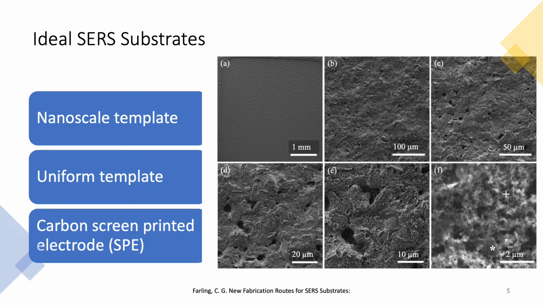Now, what is an ideal SERS substrate? It is essentially something with nanoscale roughness and has a uniform template. Now, a carbon screen-printed electrode fits perfectly in these categories. As we use our scanning electron microscope, SEM, we are able to zoom in onto the carbon screen-printed electrode and notice that it certainly does have nanoscale roughness that would be a perfect candidate to have metal nanoparticles or nanospheres deposited onto it. Therefore, the carbon screen-printed electrode would make an excellent SERS substrate.